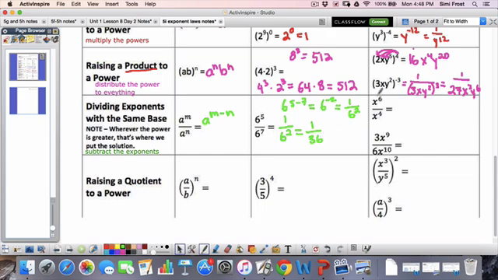All right, right here, here's the bigger power, the 6. So I'm going to take 6 and subtract 4, and I get 2. And I'm going to put it on top, because that's where the bigger exponent was. Looking at these, I can simplify this 3 over 6, so make sure you do that. 3 goes into the top 1 time and into the bottom 2 times.